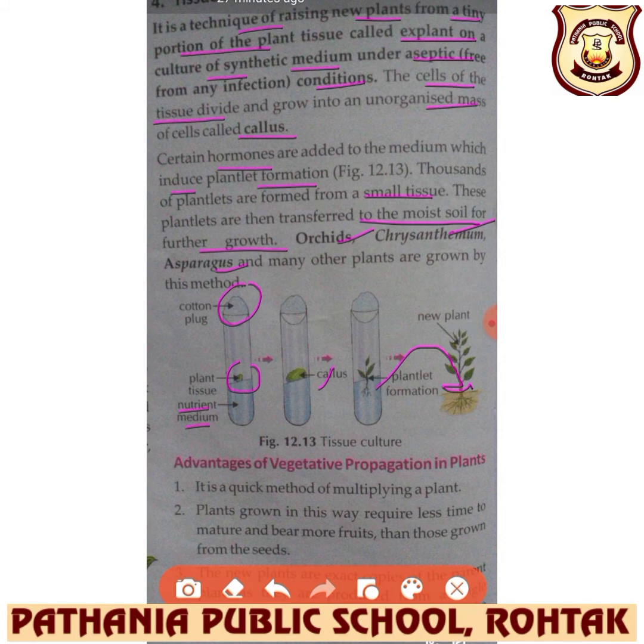So we'll get a better quality of plant under this vegetative propagation. So we will read about the advantages of this vegetative propagation containing tissue culture, right? So it is a quick method of multiplying a plant, and a plant grown in this way requires less time to mature and bear fruits than one grown from seed. That means with this callus formation we can grow many plantlets.